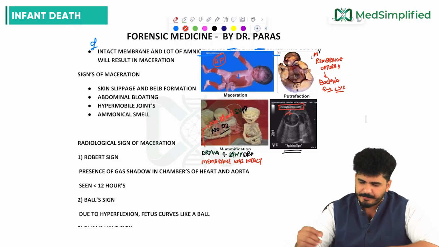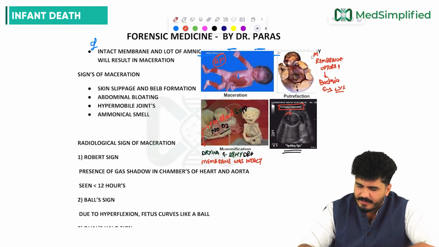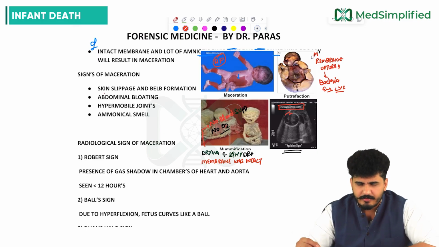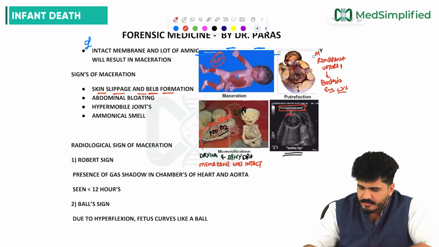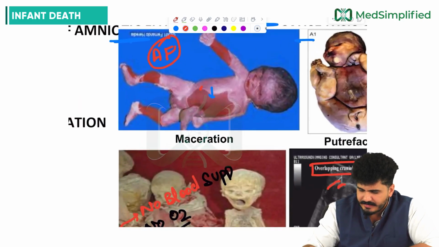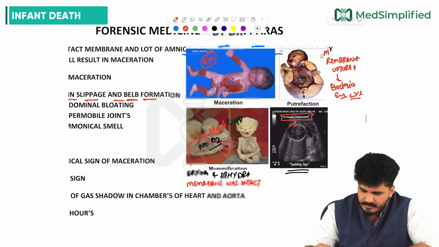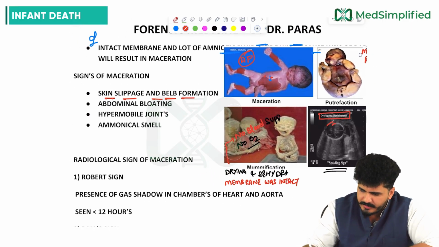Now let's see the signs of maceration. Very important. Signs of maceration, where the cause is amniotic fluid. The skin slippage and valve formation. Skin is split like this. You can see here, sir. Next is abdominal bloating. You can see the abdomen is distended. If it's a normal abdomen, it will be bloated like this.